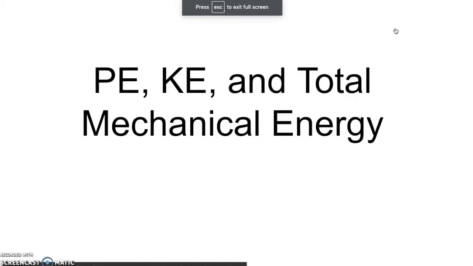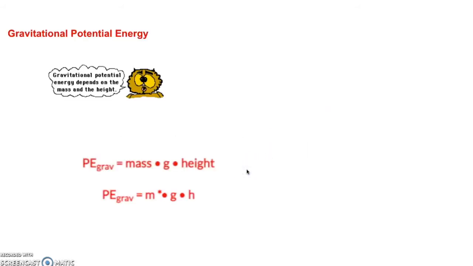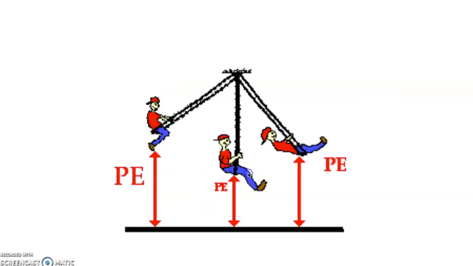Okay, so potential energy, kinetic energy, and total mechanical energy. Lots of stuff. So potential energy. We're going to talk about gravitational potential energy first, and that's all based on mass and height. So potential energy due to gravity is mass times g times height, with, on Earth, g being 9.8, mass in kilograms, and height in meters, and that's how we can solve for potential energy.